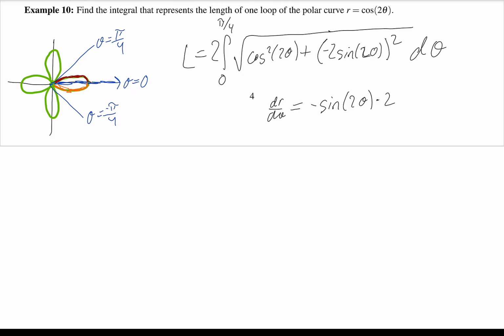All right. So again, please practice these integrals except for the ones where it says find the integral that represents. For all the other ones where I actually left answers, please solve those out.